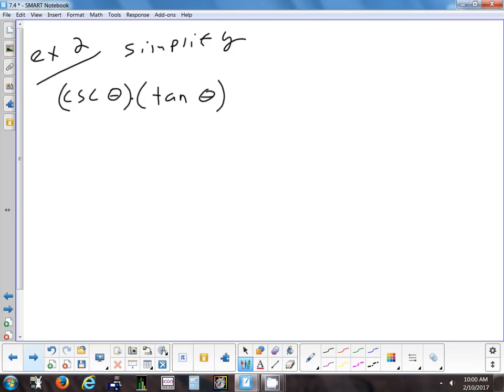We'll again try changing everything to sines and cosines. Let's start with cosecant. How can you rewrite cosecant? It's the same way you'd have to type it in on the graphing calculator if you're going to graph it. Yeah, so 1 over sine.